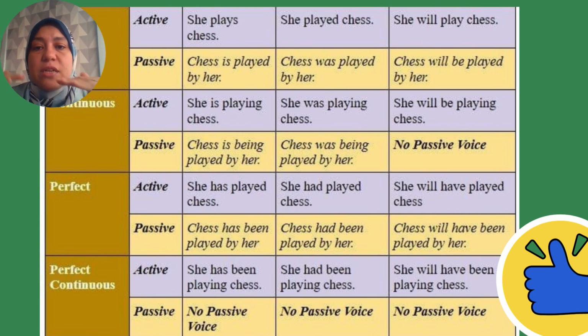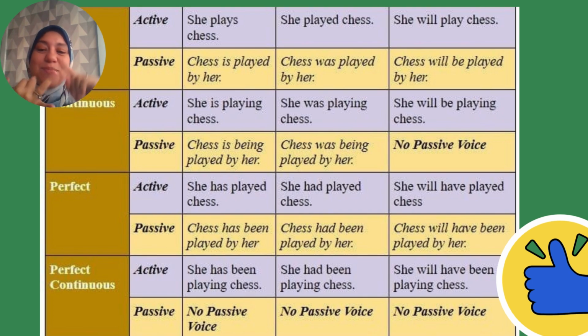Okay. Here are some examples with the same sentence. She plays chess. In present form, it will be in passive: chess is played by her. She played chess, played in the past. What can we do? Chess was played by her. She will play chess. What can we do? Chess will be played by her, etc.